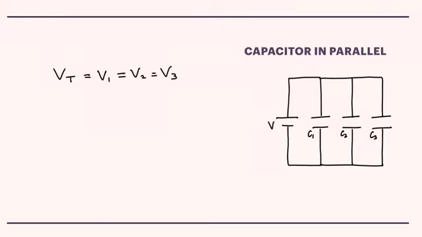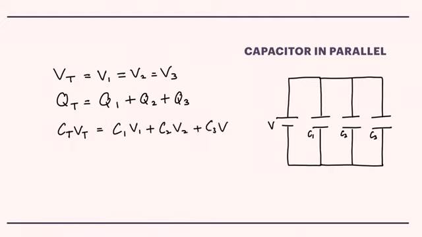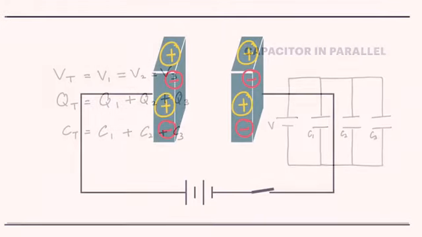Because the total current in is equal to the total current out, the total charge Q_T stored on all capacitors is equal to the sum of the individual charges stored in each capacitor. So Q total is equal to Q1 plus Q2 plus Q3. If we substitute Q equals CV in this equation as before, it gives us another equation: C total equals C1 plus C2 plus C3.